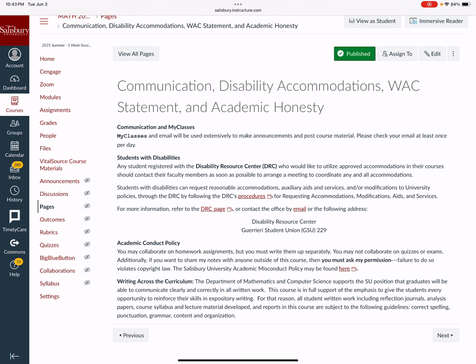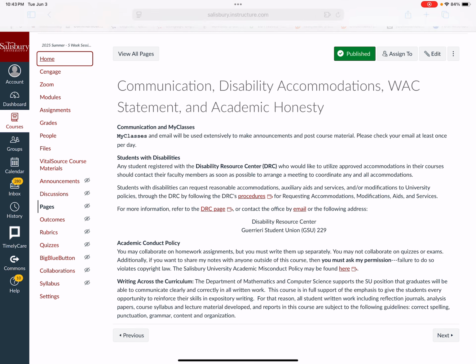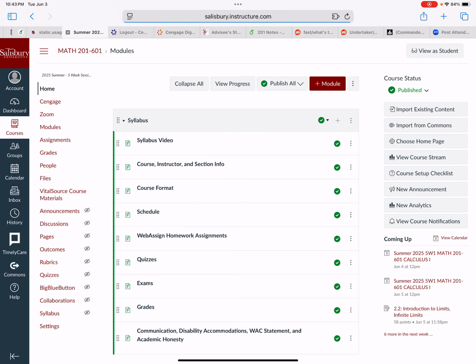There's also a blurb about academic conduct. Please try to check your email once per day. And that's it. Any other questions, please email me or ask me in class.